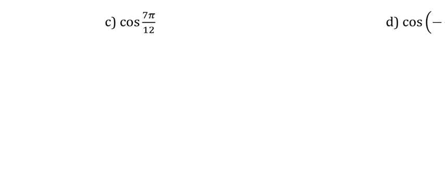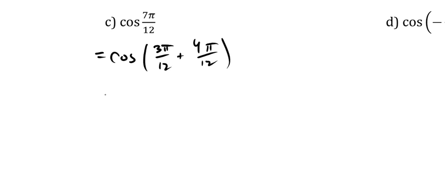Thank you. So 3 plus 4 gives you 7. 3 pi by 12 and 4 pi by 12 are two of those, right? We're already maybe starting to become familiar with this. So this is equal to cosine of 3 pi by 12 plus 4 pi by 12, which is the cosine of pi by 4 plus pi by 3.